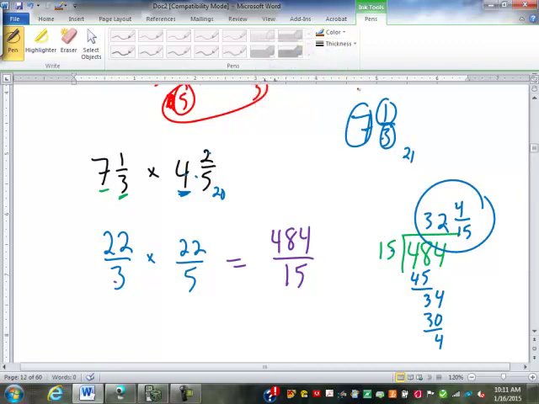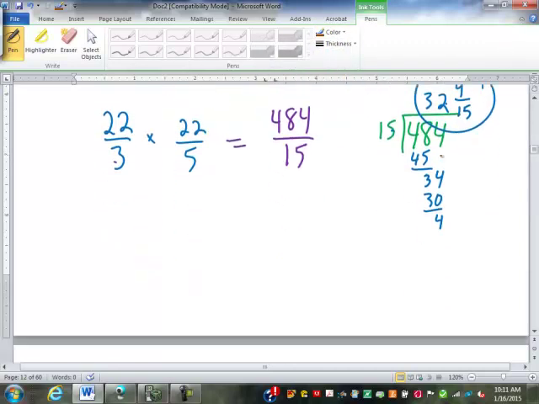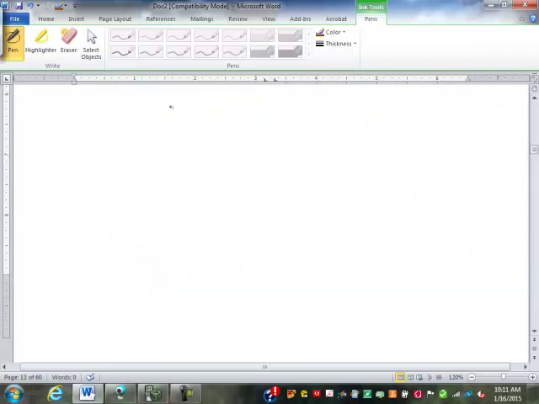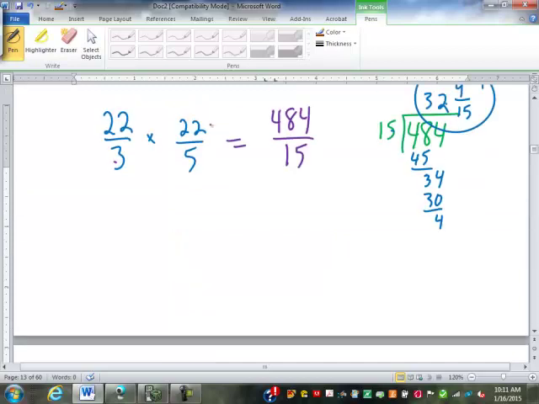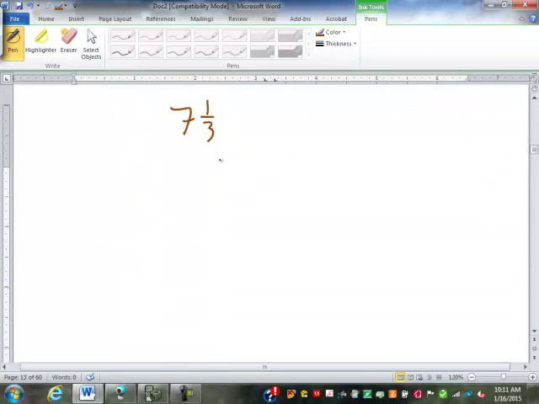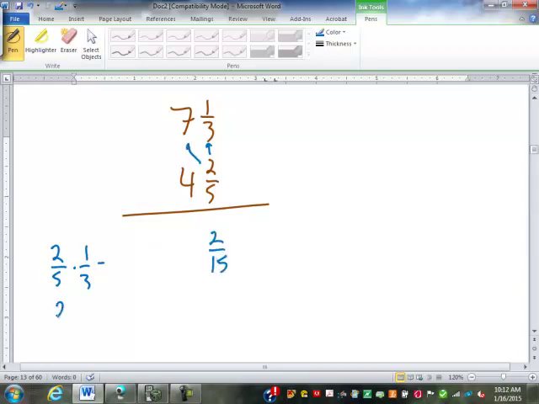Just for the fun of it, let's show you how you would actually multiply those as mixed numbers. So 7 1/3 times 4 2/5. When we multiply, remember we said every digit in one number has to multiply every digit in the other number. So we have the 2/5 times 1/3, which is just going to be 2/15. But we also have to do the 2/5 times 7. How do we multiply a fraction by a whole number? We make the 7 into a fraction by doing 7 over 1. So 2 times 7 is 14, 5 times 1 is 5, that is 2 4/5.